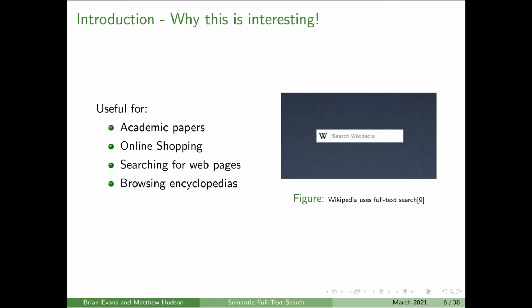And this is a really exciting research topic because searching for things is such a big part of our everyday lives. It doesn't matter if we're searching for academic papers or doing online shopping. Having fast and accurate results can make a big impact on our lives because we do it so much.